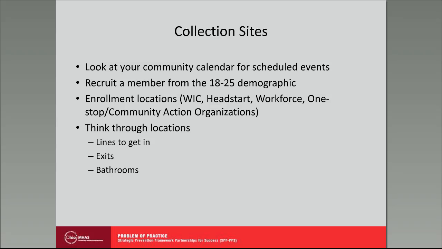What I would recommend is to look at your community calendar to see what events are scheduled over the summer. If you don't already have a member on your coalition from that 18 to 25 demographic, you should recruit one and ask them to go through those events with you and identify which ones are the most promising, the ones most likely to have other 18 to 25-year-olds.